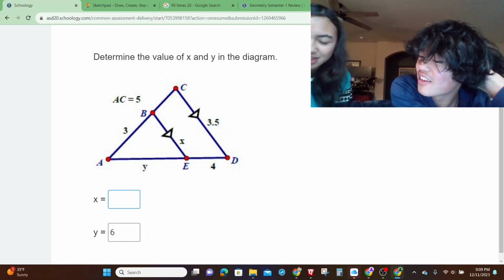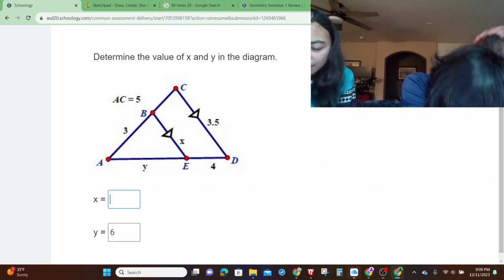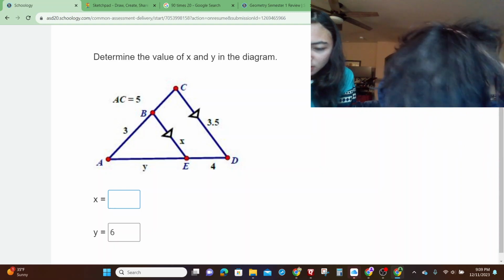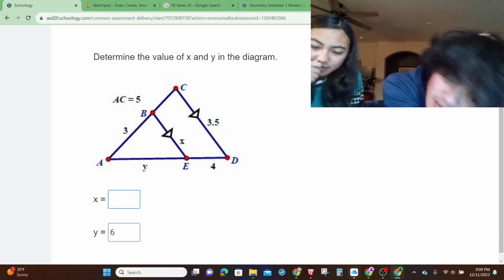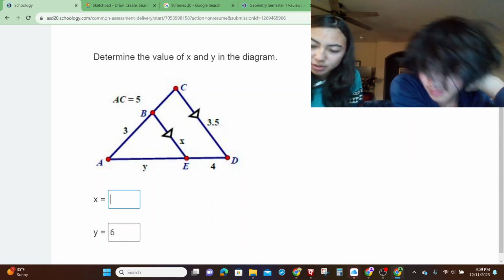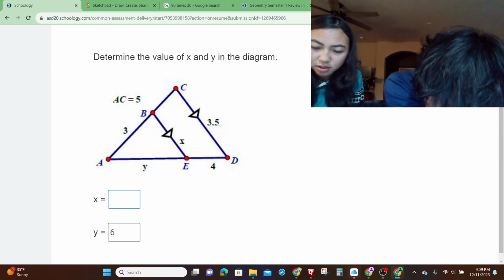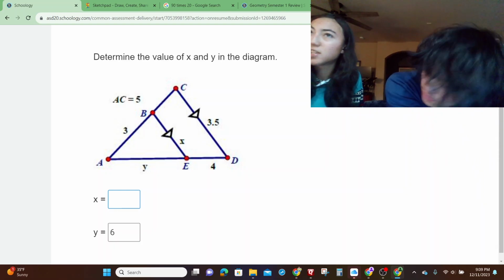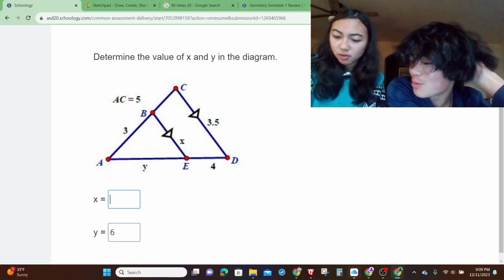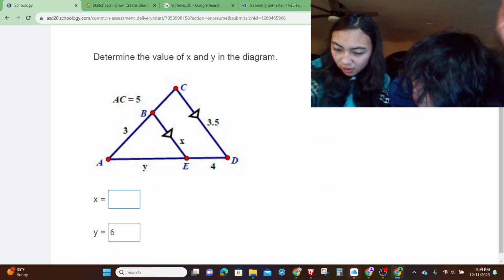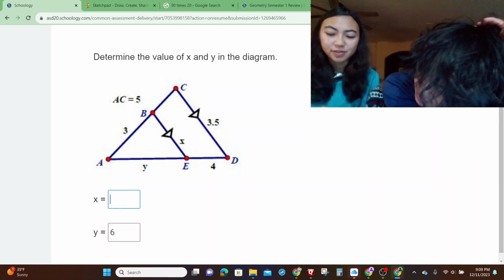This is equivalent, so this is going to be a scale factor of something. Let's see if there's any other ones. This is going to be 5 to 3, and that one's going to be 6, so 10 to 6. 10 to 6 and 5 to 3 are the same. So we just do 3.5. Your scale factor is going to be 5 to 3. 3 times what equals 5?